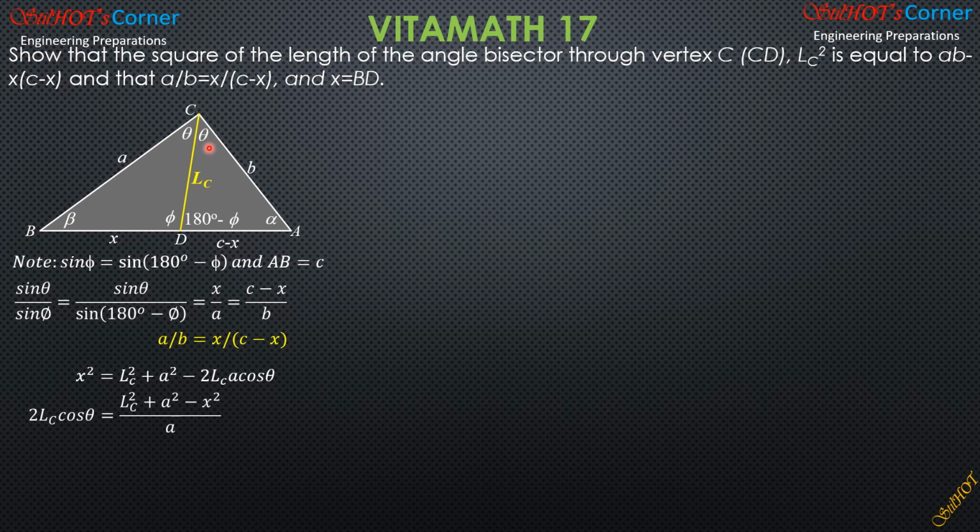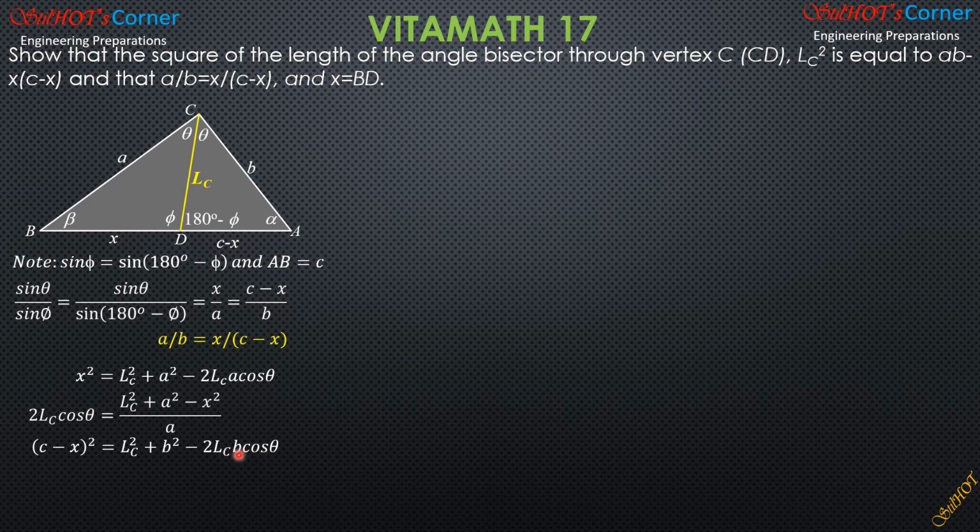Then from this triangle, opposite of theta is c minus x, so (c minus x) squared equals L_c squared plus b squared minus 2 times L_c times b cosine theta. We then substitute the value of 2 L_c cosine theta, which is equal to this, into this equation.